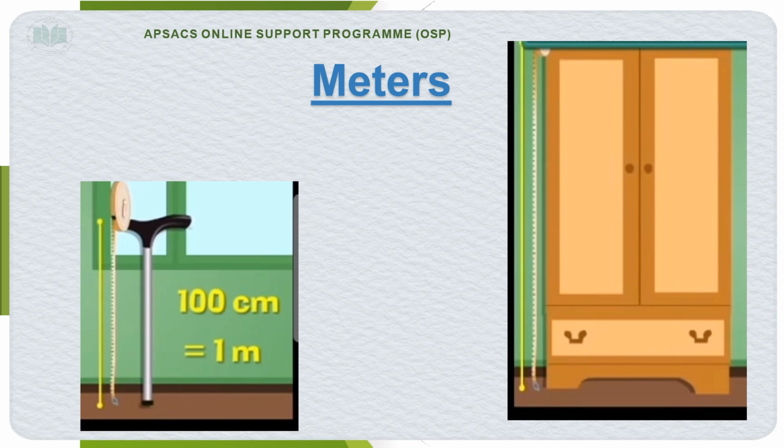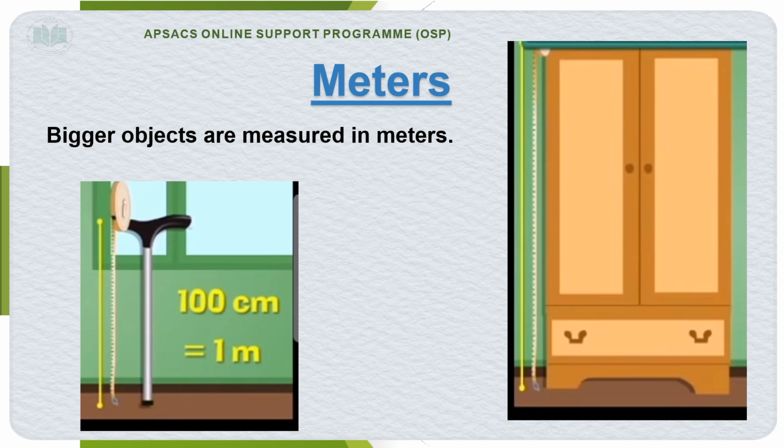Okay students, now we are going to measure the objects in meters. Always remember that bigger objects are measured in meters. Here we have a stick which is normally used by older people and it is 100 centimeter long. So 100 centimeter is equal to 1 meter. Here is a cupboard. It is also a bigger object. So it will also be measured in meters. So remember that the bigger objects are always measured in meters.